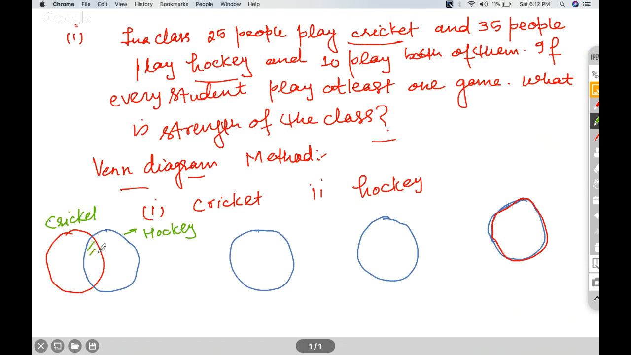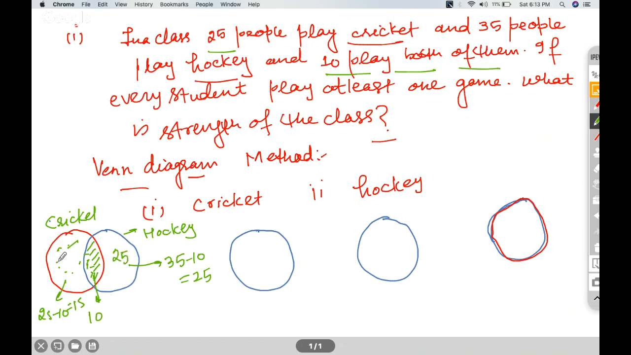But there is one part over here which is part of both blue and red, and this is what the question says: 10 people play both of them. So this area is 10. Now this area represents 10 people out of cricket's total of 25, so this area would be 25 minus 10, that is equal to 15. And the complete blue is 35, so this area is 35 minus 10, that is equal to 25.